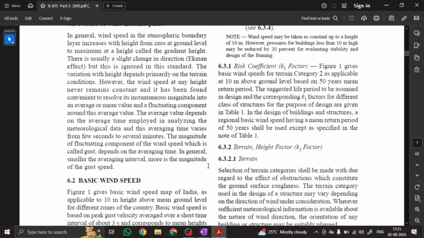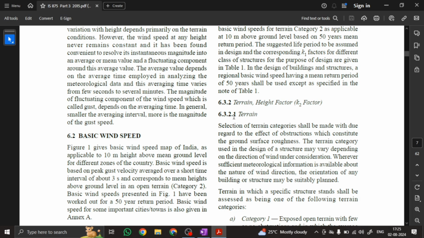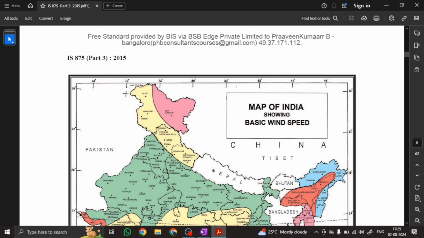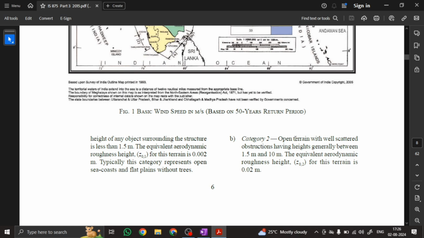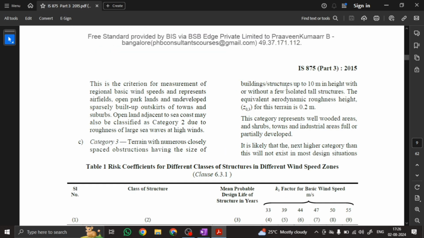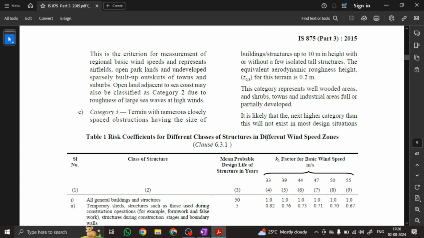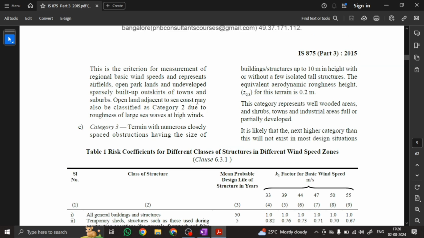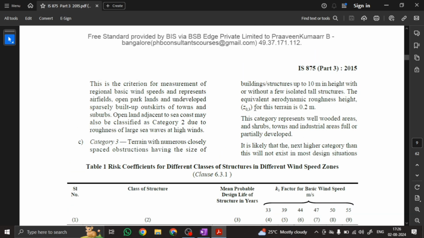let's go to 6.3.2. See here, it is the terrain height factor. It has category 1, category 2. Category 2 means obstructions between 1.5 meter and 10 meter, meaning it is telling the obstruction heights. And category 3 means this one. Okay, you have to read these, and according to these values, in what condition your building fits, you have to take that category.